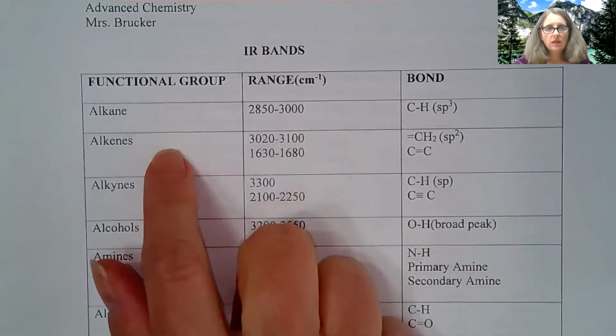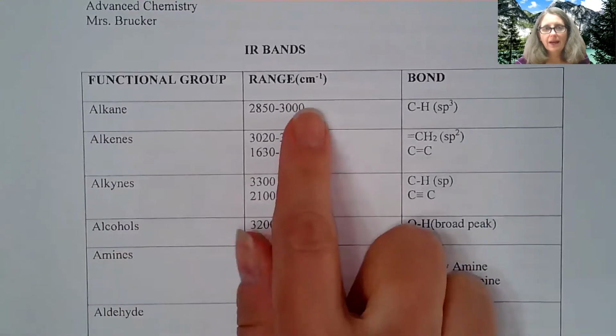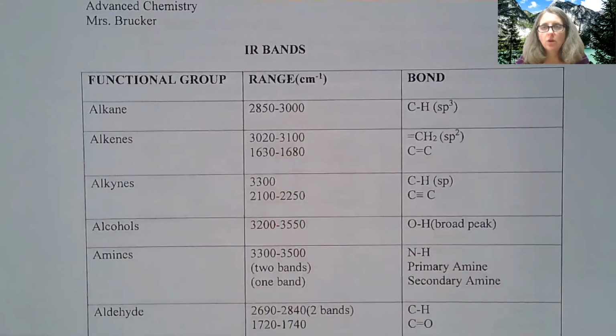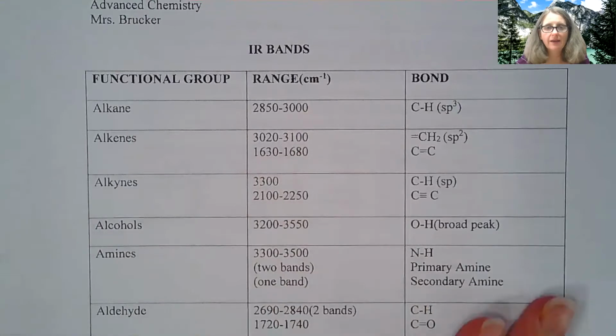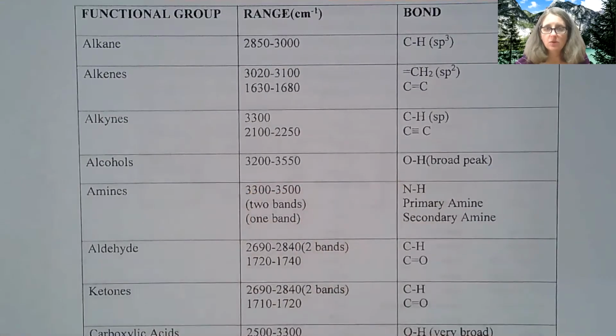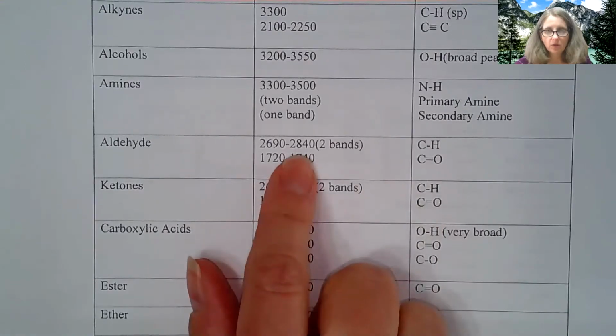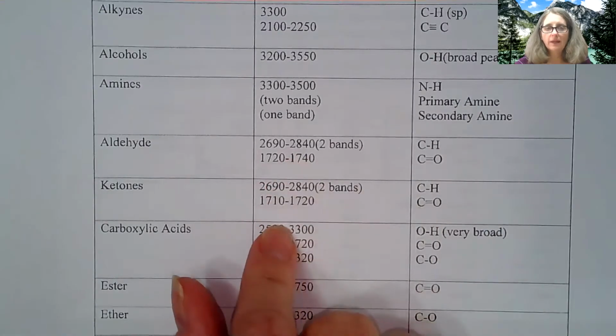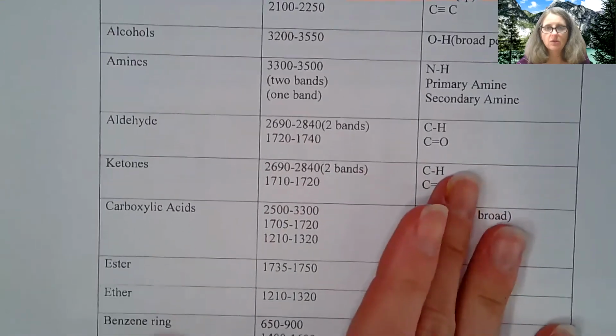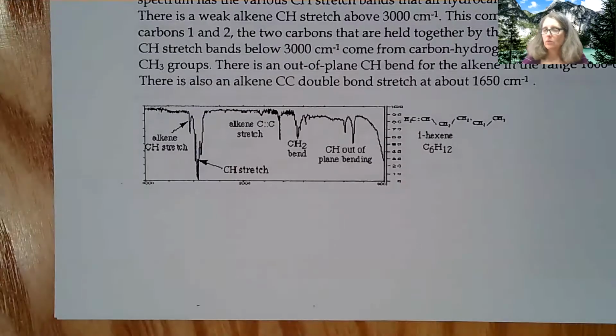And for each individual functional group, I have some bands that always show up. So if I always have an OH, there's a particular peak that always shows up. If I have a C double bond O, that always shows up in a certain range depending upon what functional group it happens to be. So that is where we're going to be looking.